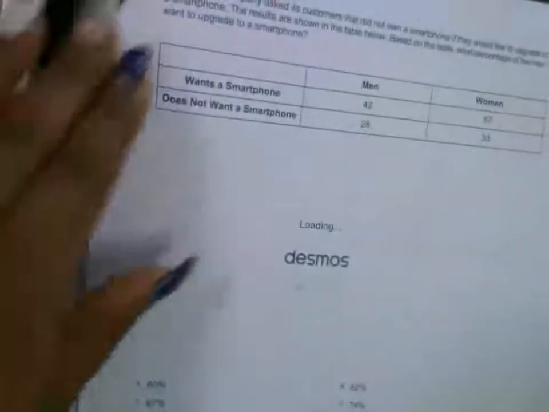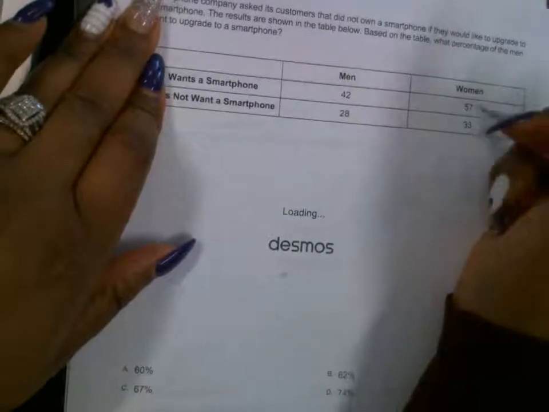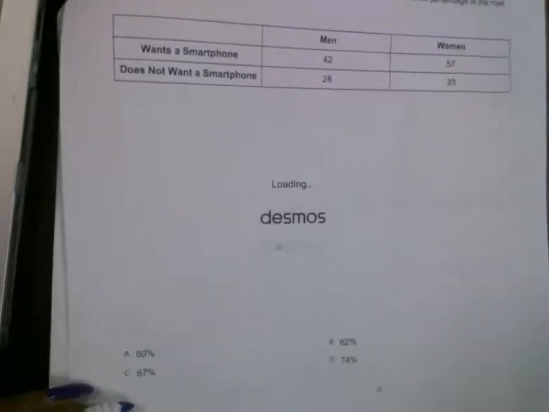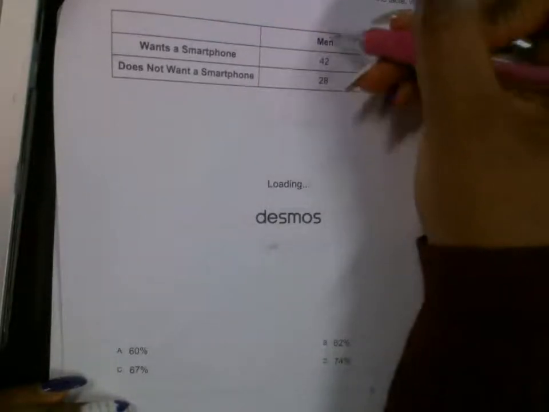All right. Okay. A cell phone company asks its customers that did not own a smartphone if they would like to upgrade to a smartphone. Okay. The results are shown in the table below. All right. So let's look at it. What percentage, so we're doing percent again, of men wanted to upgrade to a smartphone? So we're just looking at men. We're just looking at men and how many of them want the upgrade.